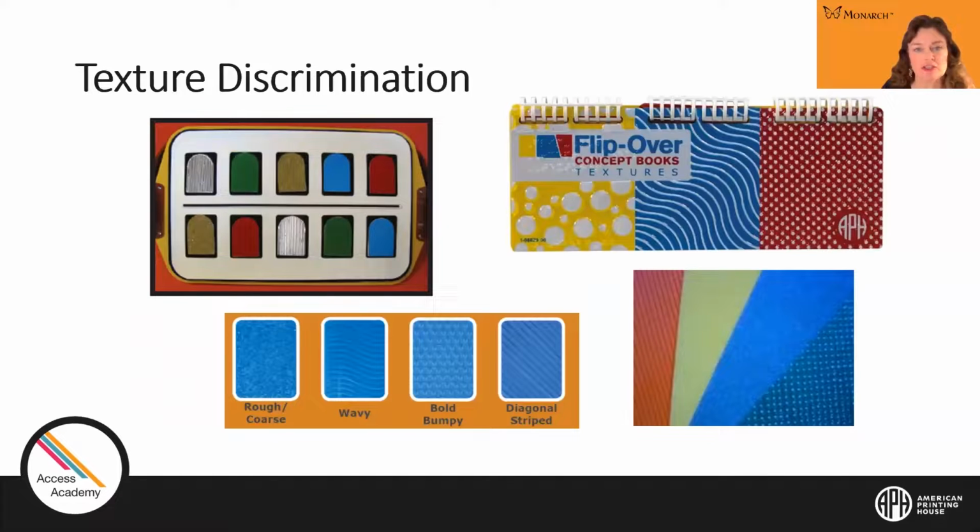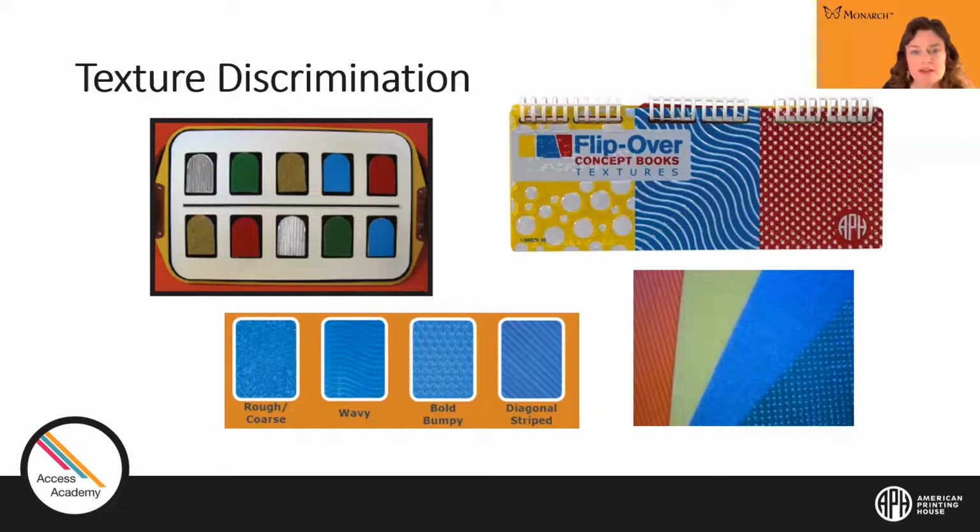Texture discrimination. Textures are very common features in tactile graphic displays, and therefore a young student should be exposed to a variety of intersecting and interesting textures and learn to discriminate between them. Common textures and patterns utilized in maps and graphs and other tactile displays include bumpy, wavy, rough, striped, and soft. And don't forget that smooth is a texture as well.